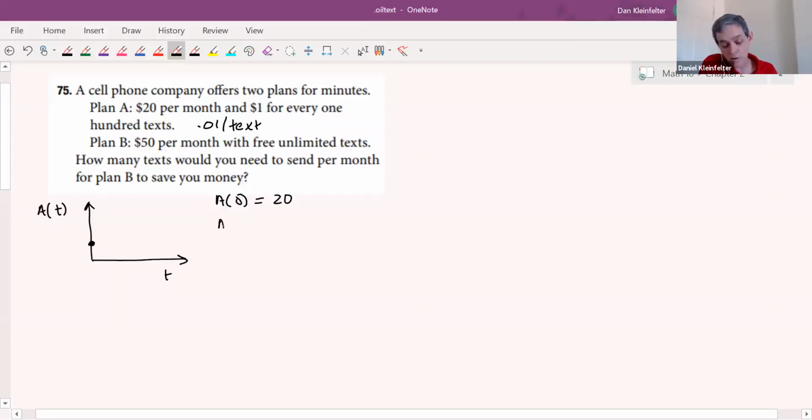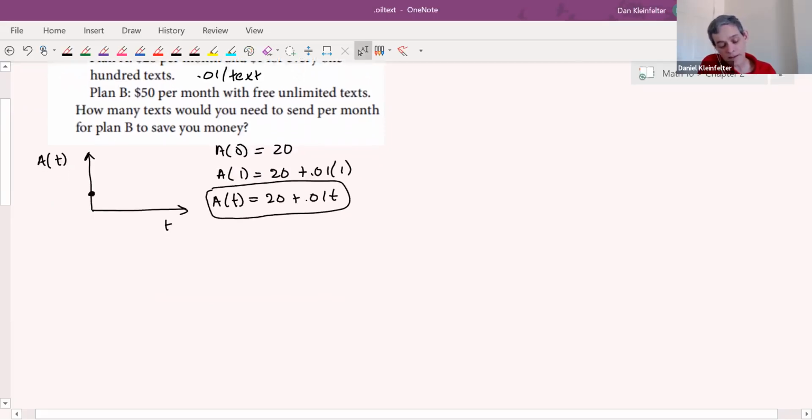So if you had one text, sorry, I don't know where I got that. If you had one text, that would be $20 plus 0.01 times the one text. So we're going to take $20 and add on a penny times the number of texts that are sent during the month. So our A of T will be $20 as a flat fee plus 0.01 T. That will be our function for A of T.